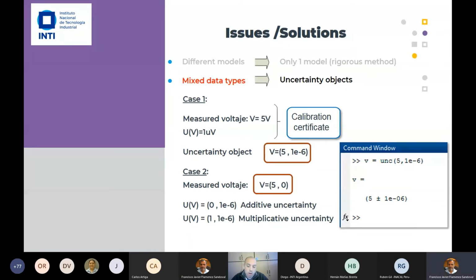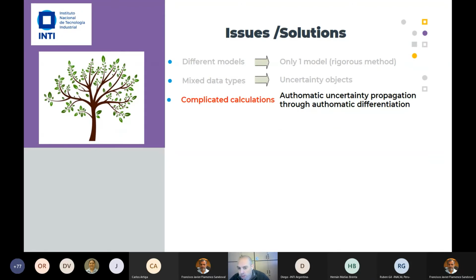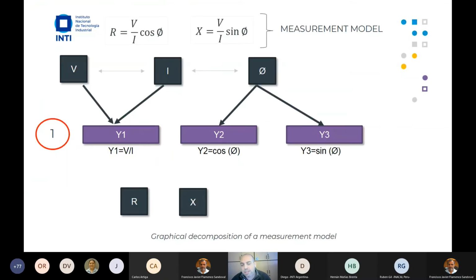So the idea is to rewrite your measurement model, but this time using uncertainty numbers. Okay, this way you can use only one model. But what happens with the complicated calculation, because it seems that things are getting worse, because now we have these strange entities. So we are going to apply automatic uncertainty propagation, so the difficulties are passed to the computer. And this is the idea of what compilers do when you compile your code. The idea is to simplify your measurement model into simpler parts.